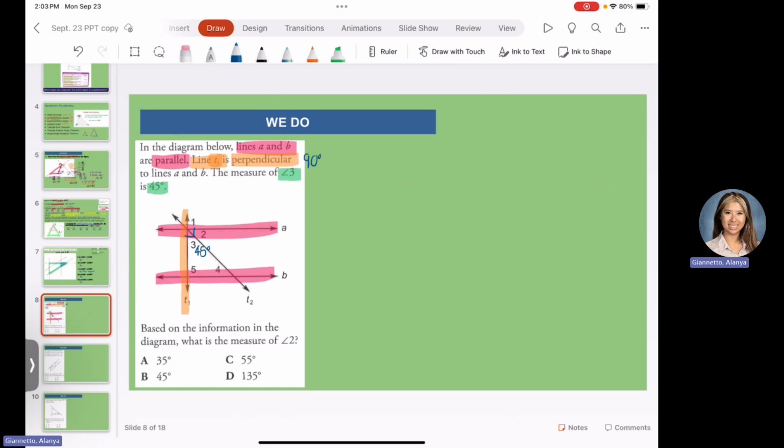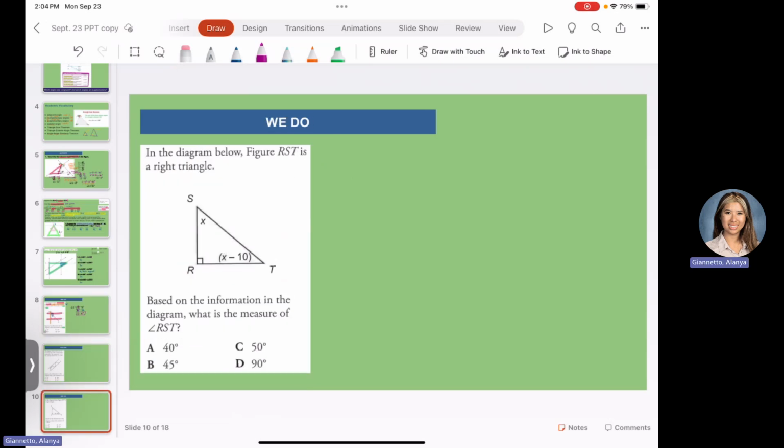Then the question is asking, based on the information in the diagram, what is the measure of angle 2? Okay, so we're trying to figure out angle 2, which is right here. So you have angle 2 plus angle 3, which is the 45 degrees that we know of. We know that it equals 90 degrees. And of course, to solve this problem, we're going to subtract 45 on both sides. 45 minus 45 is a 0 pair. So then we have angle 2 is equal to 90 minus 45, which is 45 degrees. Because this is a multiple choice question, we see that 45 degrees is B.